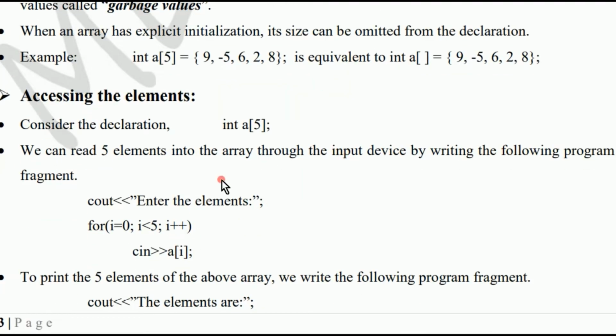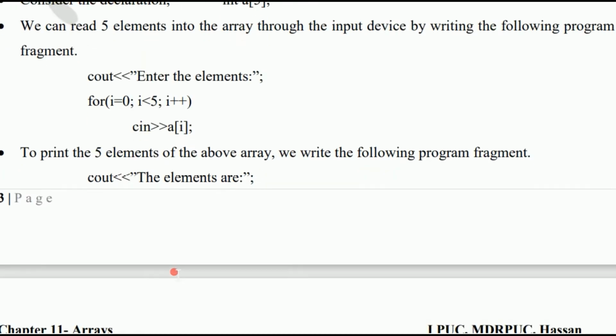Then how can we access the elements? As you can see, when we declare int a of 5, we can enter the elements in the array by using a for statement: for I equal to 0, I less than 5, I plus plus, cin into a of I. That means the subscript, as I said earlier, ranges from 0 to n minus 1. We can take that 0 to n minus 1 by using the for statement, and take values one by one into the array. We can even print the same array values by using a for statement.